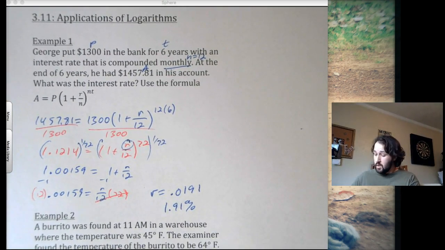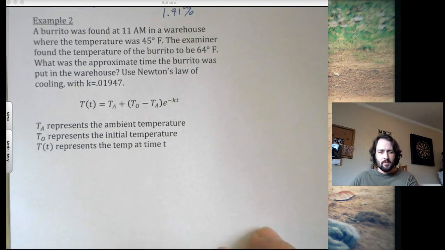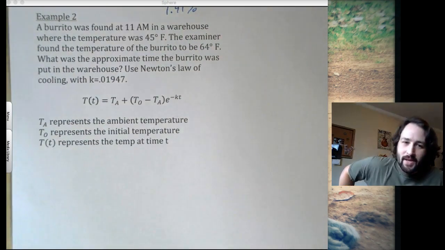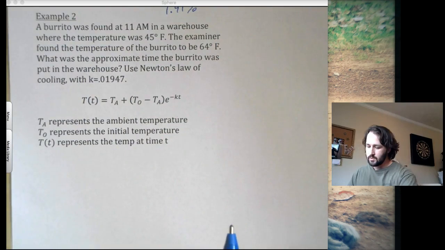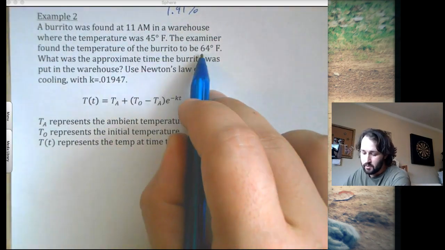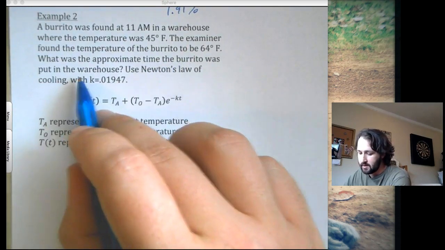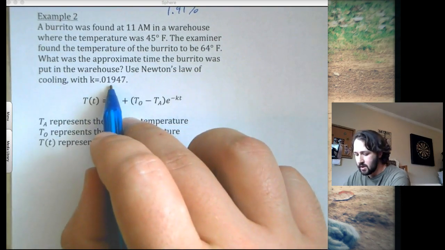Cool. All right, the next one. These are a little bit more good example. They were talking like finding a burrito in the warehouse. So I used a burrito. A burrito was found at 11 a.m. in a warehouse where the temperature was 45 degrees Fahrenheit. The examiner found the temperature of the burrito to be 64 degrees Fahrenheit. What was the approximate time the burrito was put in the warehouse? Use Newton's law of cooling with K equals 0.01947.